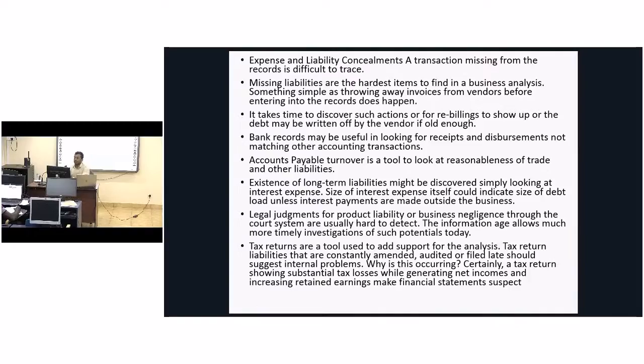And another important area is related to expense and liability concealment. A transaction missing from the records is difficult to trace, really difficult to trace. I met recently a very good example, one of the case studies made by one of our students. The story is like this.